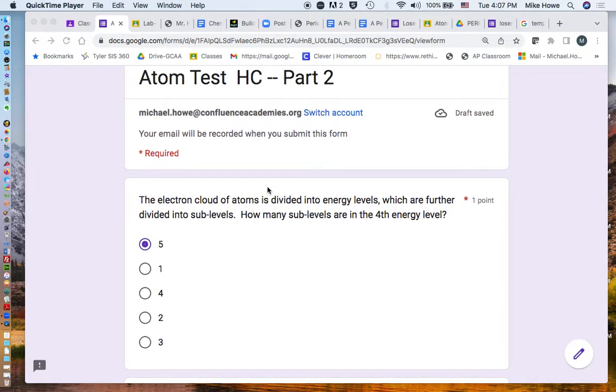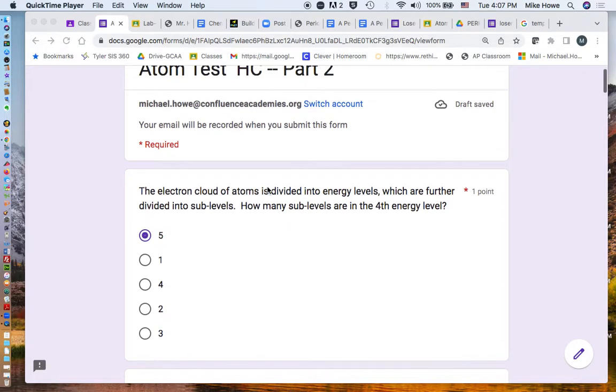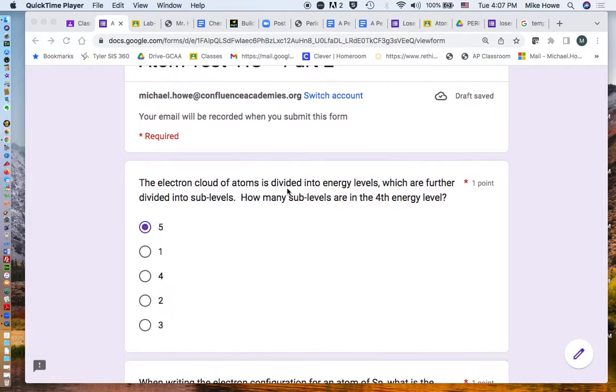So now we're looking at the atom test part 2. The electron cloud of the atoms is divided into energy levels, which are further divided into sublevels. How many sublevels are in the fourth energy level? The answer to that is going to be 4.